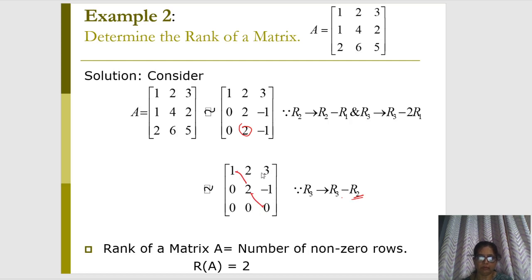But here the number of non-zero rows are 2, row 1 and row 2. Here there are completely 0 values. The complete row is 0, therefore we cannot consider this as a non-zero row. Therefore rank of the matrix is 1 and this 2, therefore R of A equal to 2. In this way we can find out the rank of any matrix, 2 by 2, 3 by 3 and any matrix.